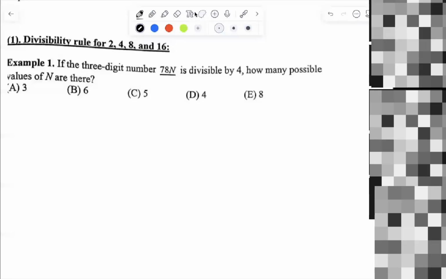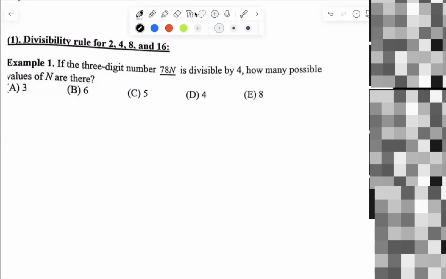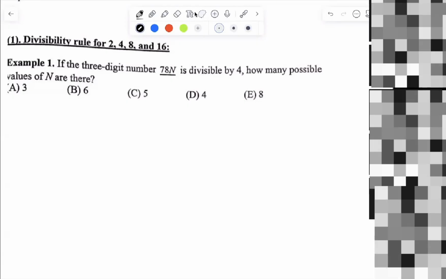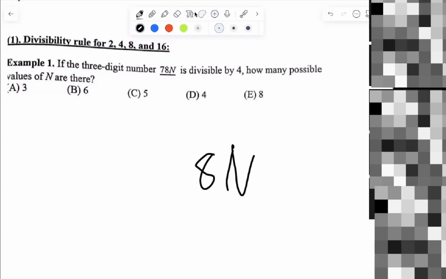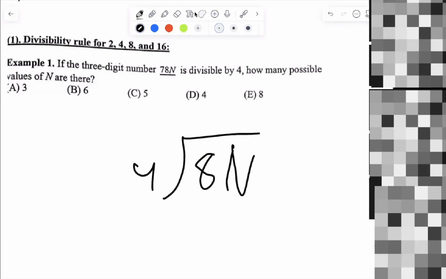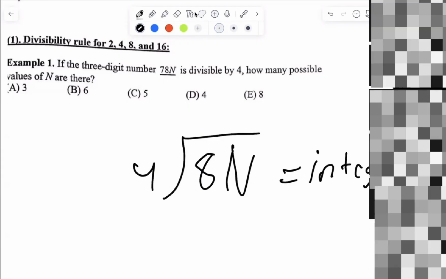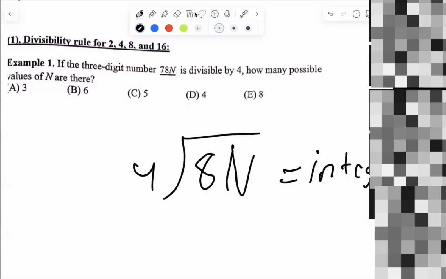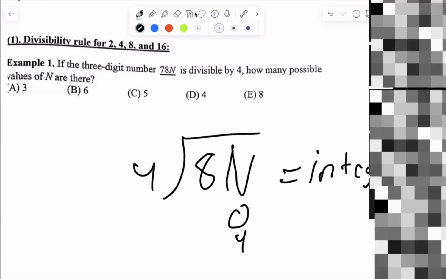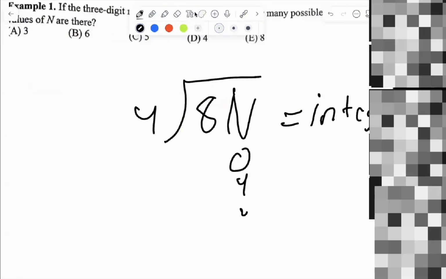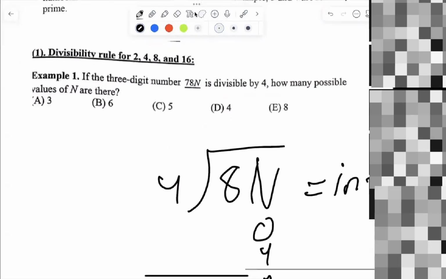All right, guys, let's start with this question. How many ways? We want to find all n such that 8n is divisible by 4. If n is 0, we get 780, which is divisible by 4, because 80 is divisible by 4. If we add 4, we get 784, which is also divisible by 4. Add another 4, we get 788, which is divisible by 4. So the answer is 3, or A.